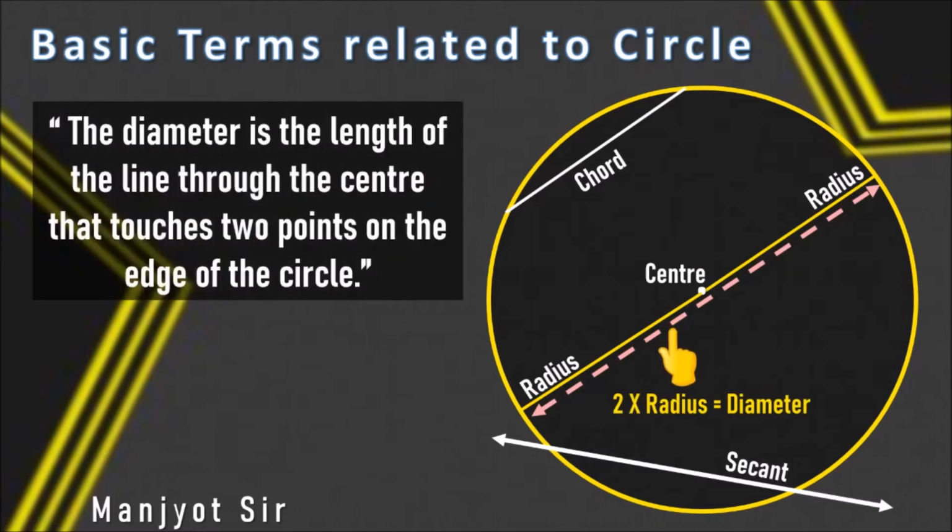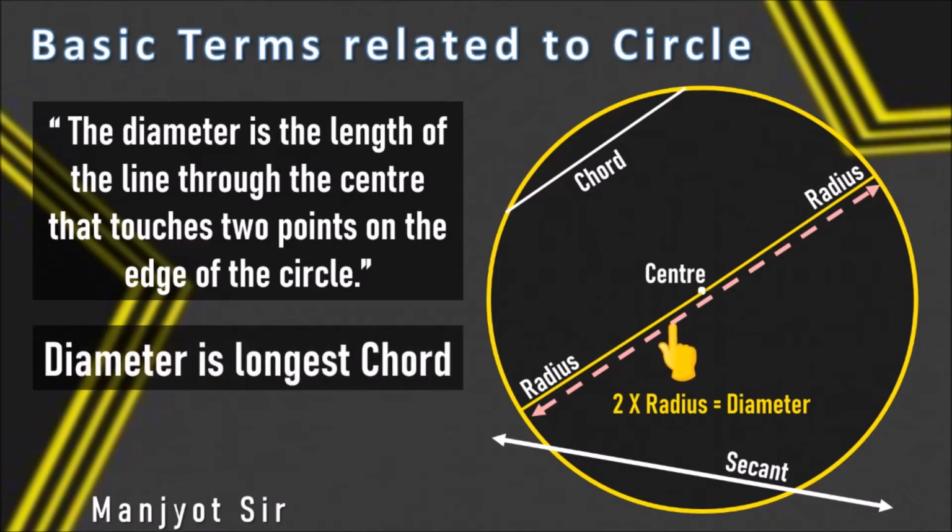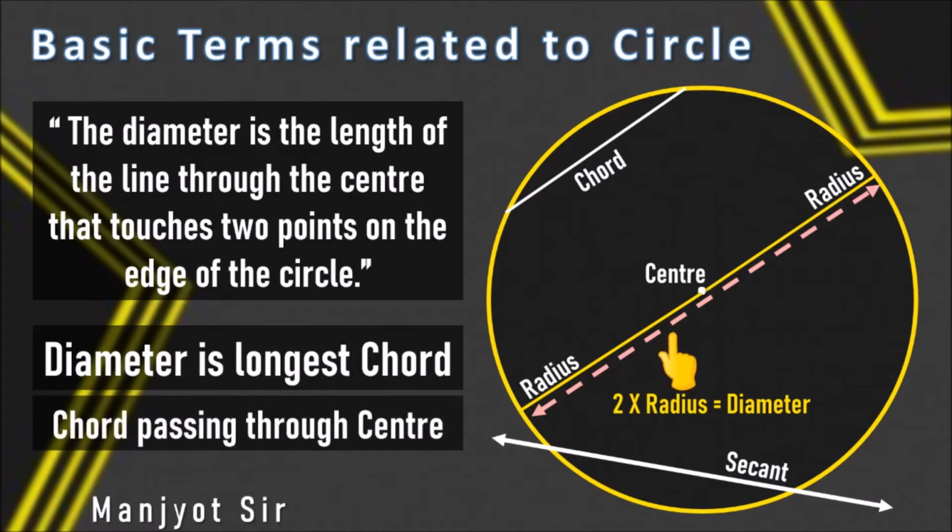So diameter is the length of a line through the center that touches two points on the edges of the circle. That means a segment which passes through the center and touches the edges of the circle is called a diameter. Or in simple words, you can say 2 times radius is called diameter. Or in even simpler words, you can say the longest chord.